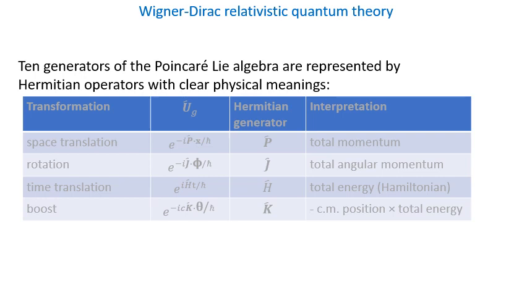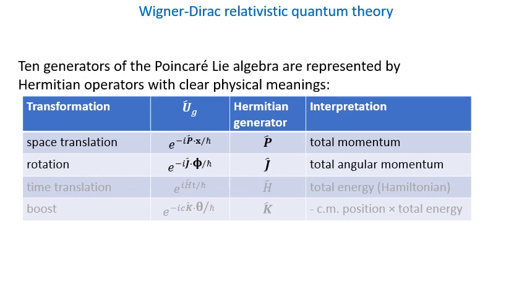The representatives of Poincaré algebra generators are operators of observables with very clear physical interpretations. The generator of space translations is the total momentum of the system P. The generator of rotations J is the total angular momentum. The generator of time translations H is the Hamiltonian or the total energy, and the generator of boosts K is less familiar. It is the product of the center of mass position and total energy.